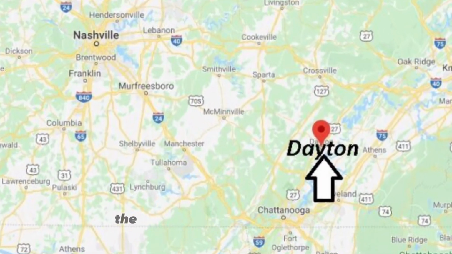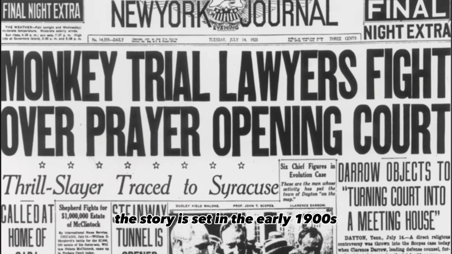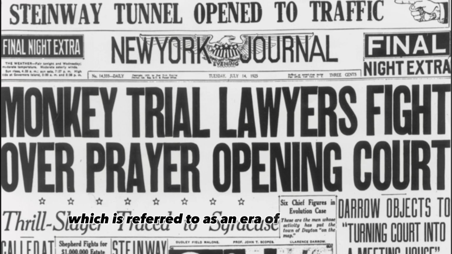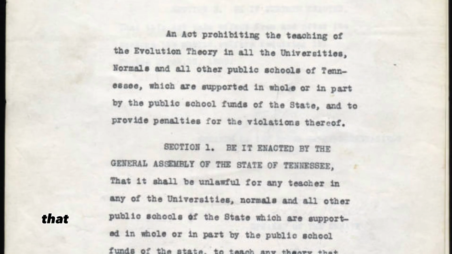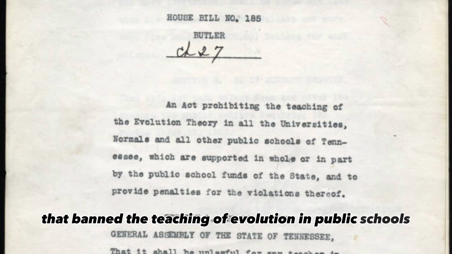The events in Inherit the Wind unfold in a made-up town called Hillsborough, which draws inspiration from a real place in Dayton, Tennessee. The story is set in the early 1900s, which is referred to as the era of the Scopes trial. This trial actually happened in 1925 and revolved around a teacher named John T. Scopes. He was accused of breaking the Tennessee law that banned the teaching of evolution in public schools.